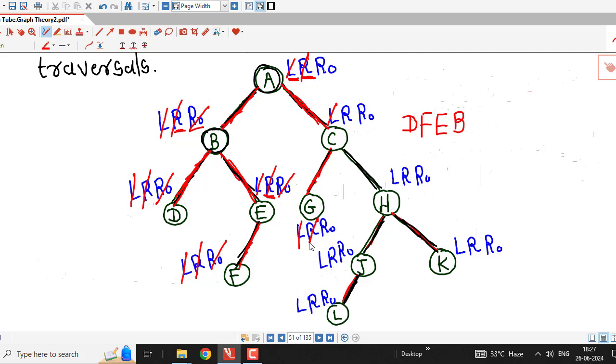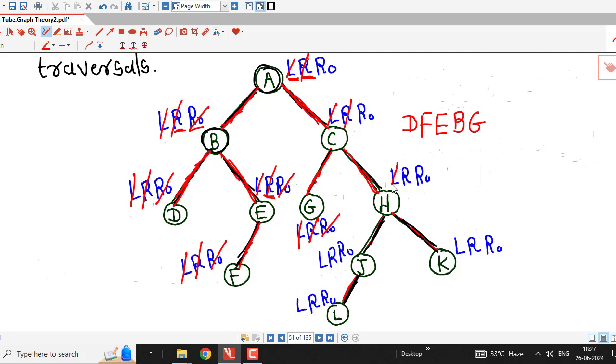Similarly there is no right subtree of G, and then we process root G. So we write G here and we go back in this direction. Here we have R, that is we should go in the right of C. So we are going in this direction, and then we should go in the left of capital H.